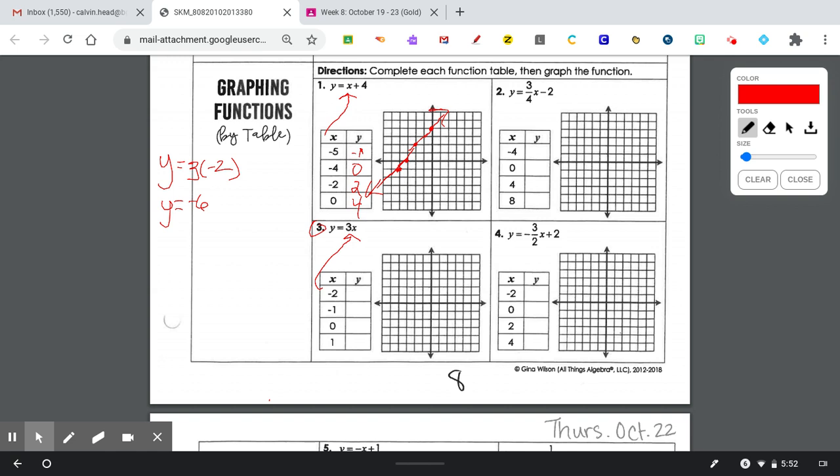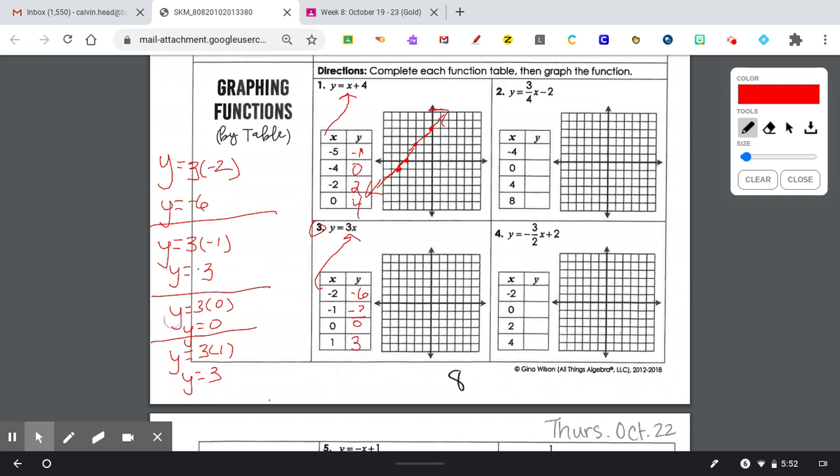So I'll put that there. Then my next one, y equals 3 times -1. Well, that equals -3. Then I have y equals 3 times 0. Well, that equals 0. 3 times 0 is 0. All right, then I have y equals 3 times 1, and that equals 3.